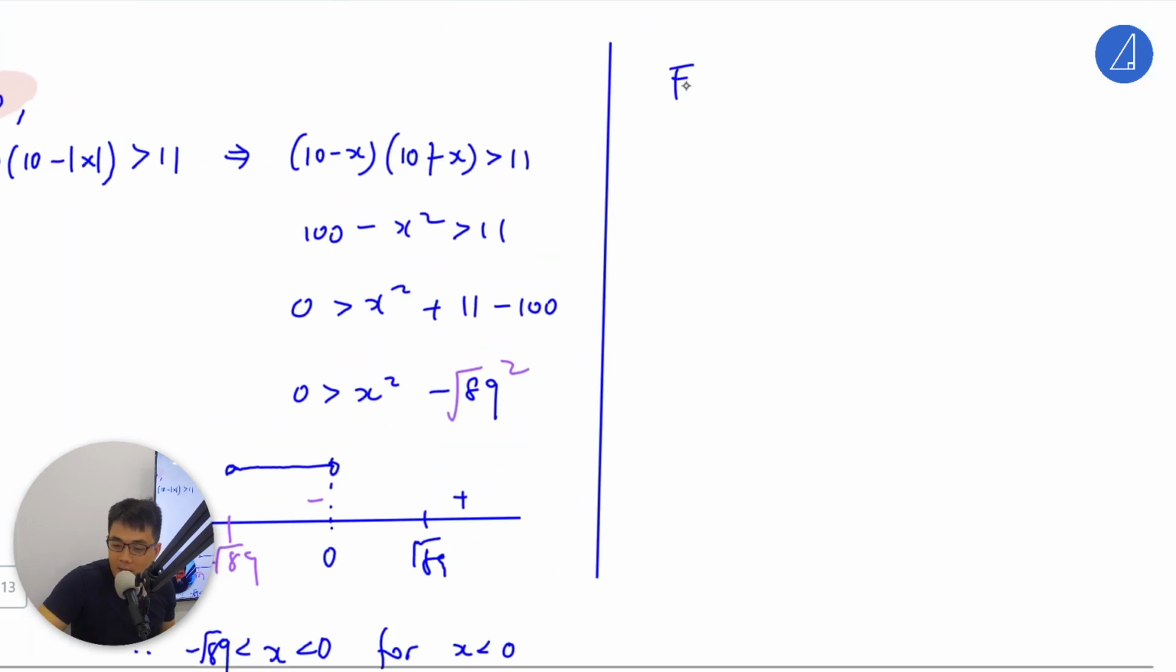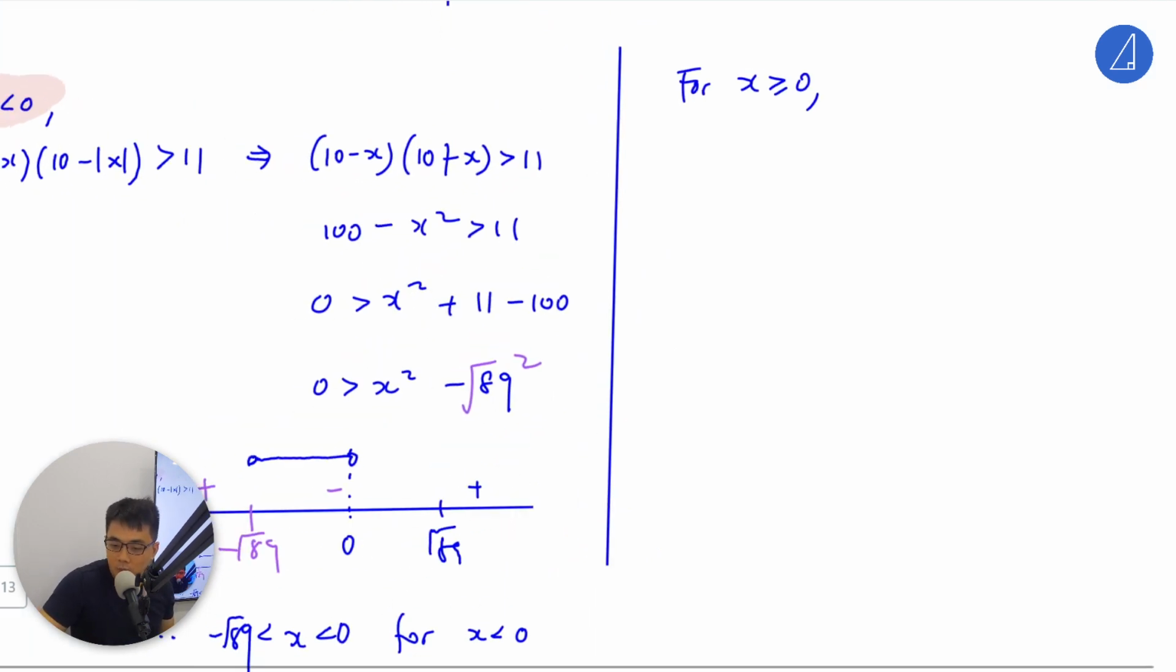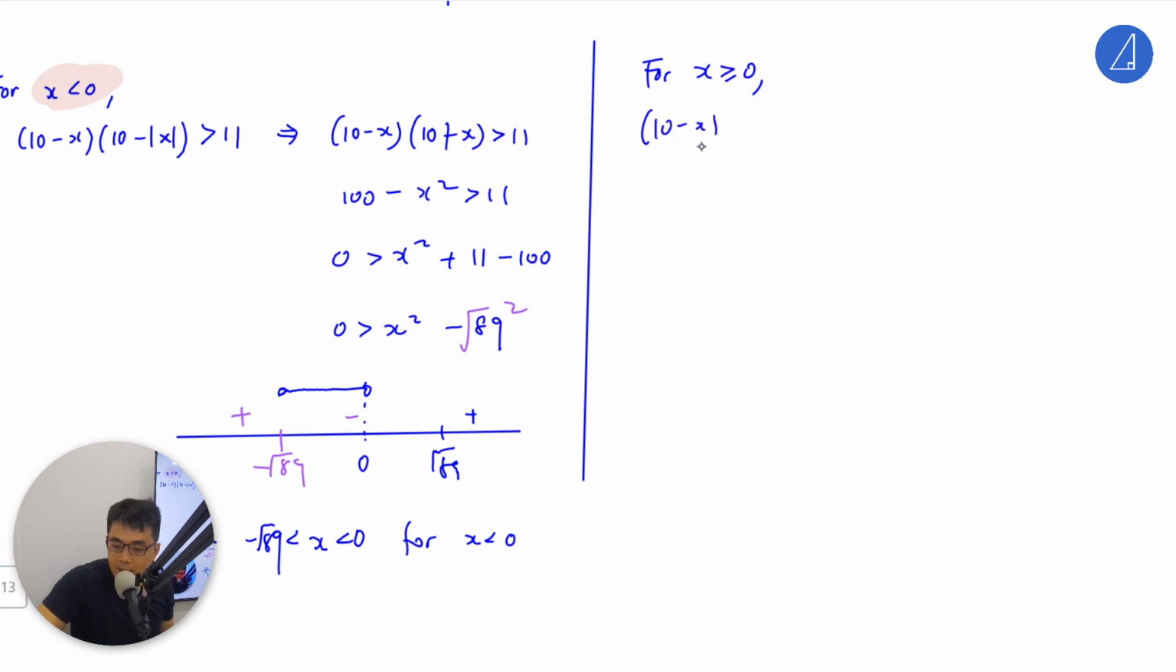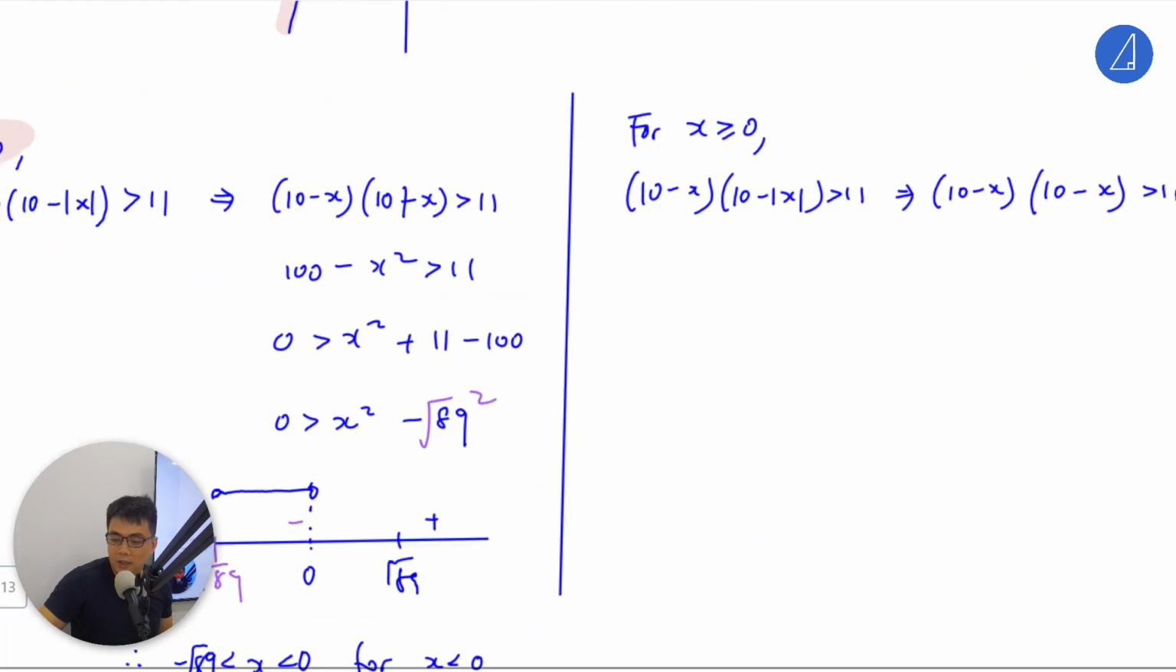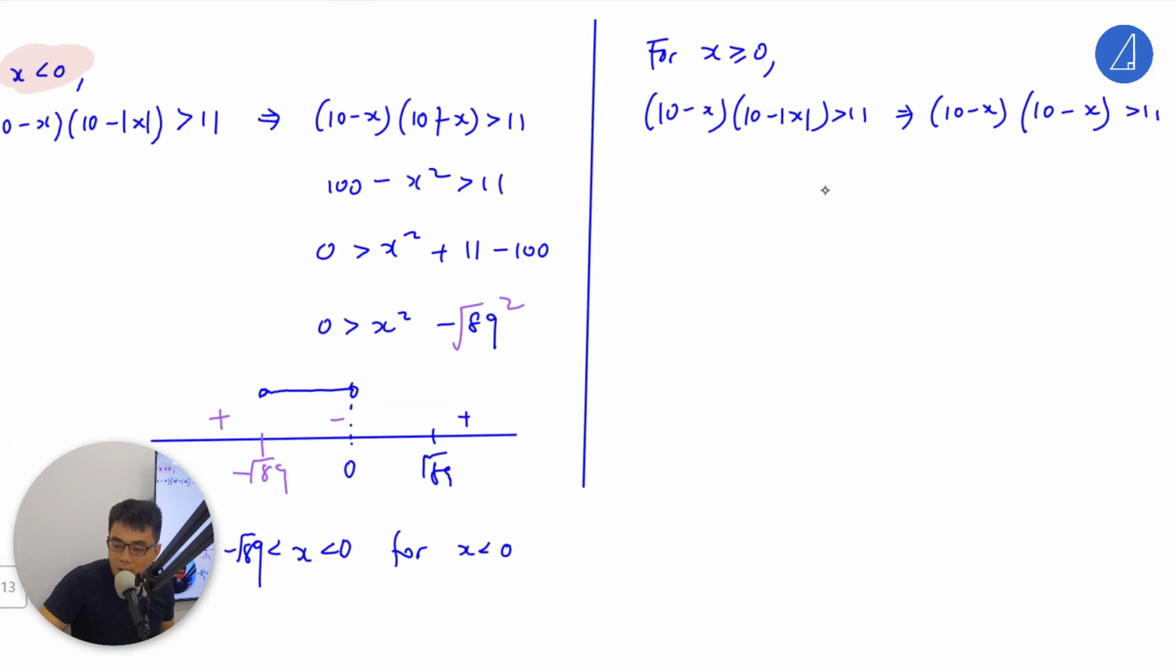For x at least 0, we know that 10 minus x, 10 minus mod x, 11 is 10 minus x, and then 10 negative x lah. We are taking the negative side for this one positive. So I think this is okay also. So this will be 100 minus 2x plus x square, 11. So x square minus 2x, 100 minus 11, 89.